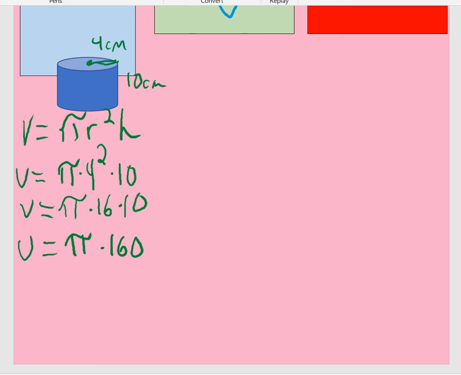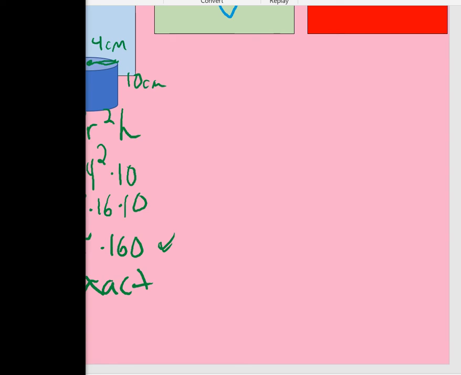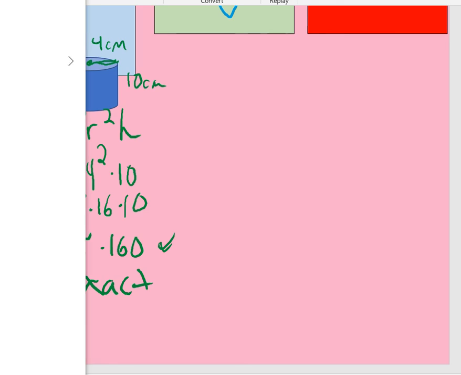I'm just going to say this is pi times 160. Now, if it said leave your answer as the exact answer, 160 pi is your answer. If it says round it to the nearest tenth, or if it's multiple choice, you want to multiply pi times 160, and we're going to use 3.14 as our estimation for pi.